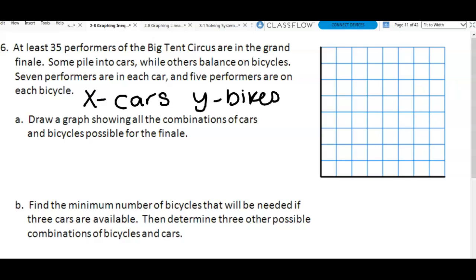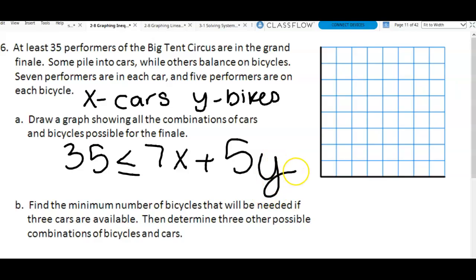If I have to have at least 35 performers, do I need to have more than 35 or less than 35? More than. So the performers needs to be greater than or equal to 35. How many performers must be in a car? 7. So 7x. How many in the bike? 5y. Once again, to graph this, you want to graph your x and y intercepts.